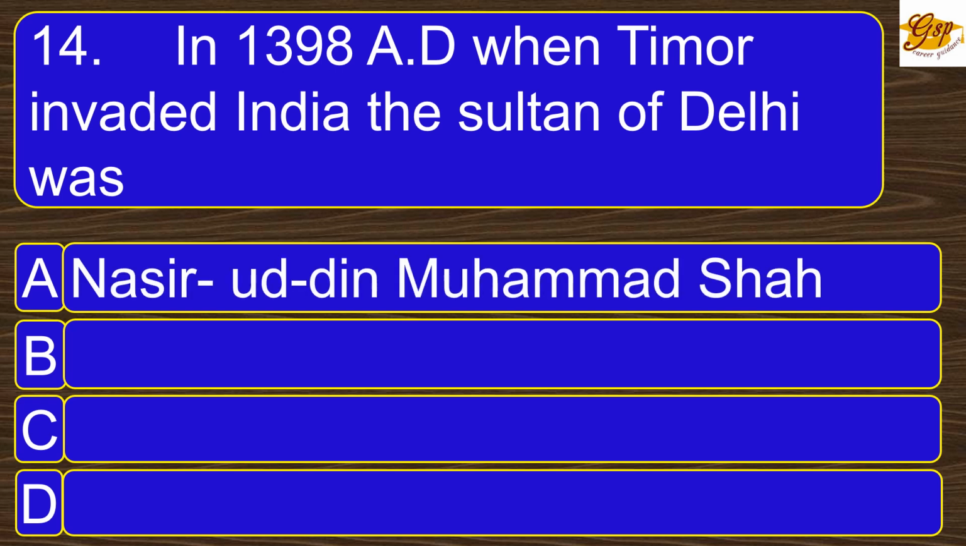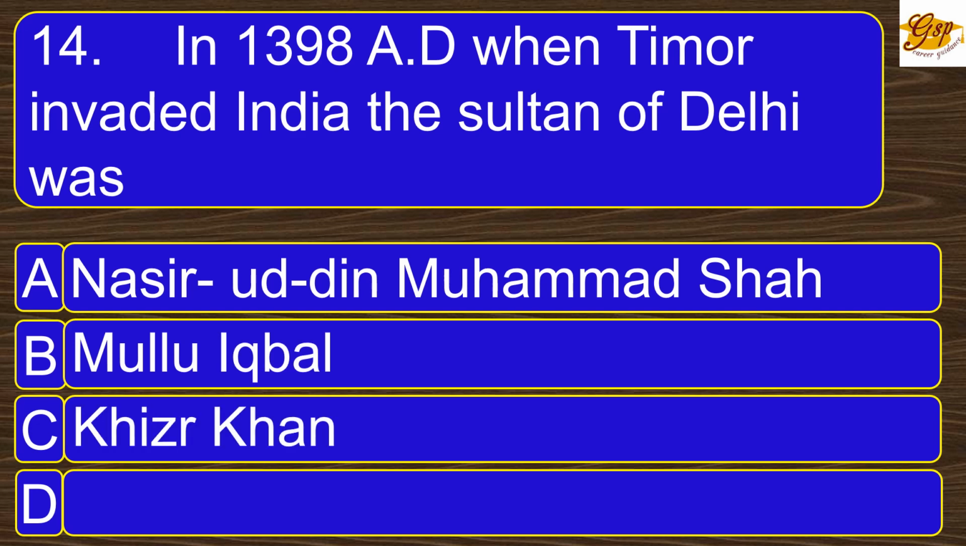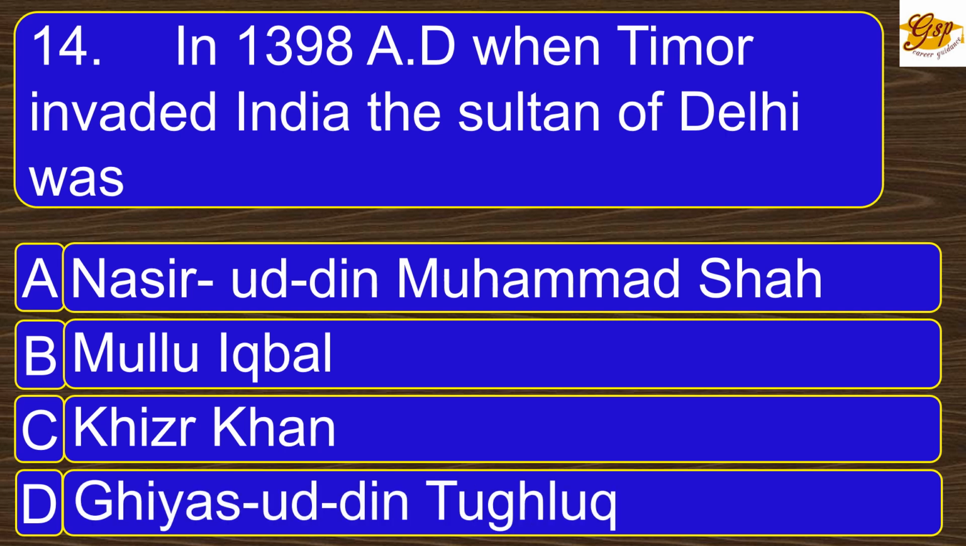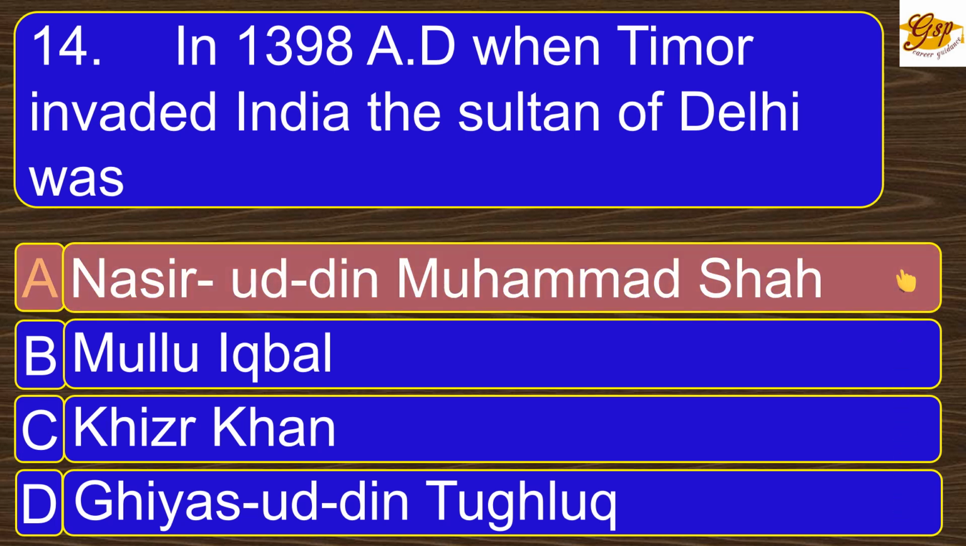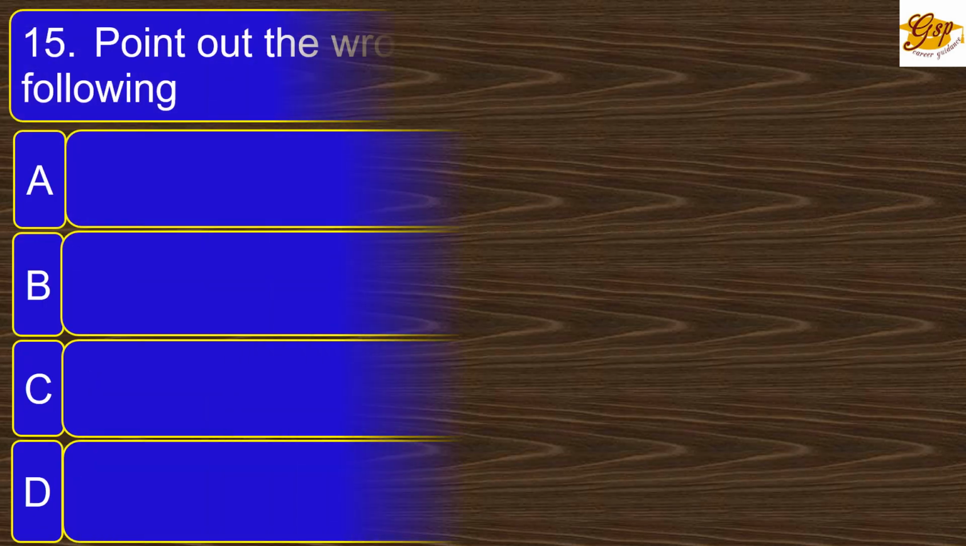14th question. In 1398 AD, when Taimur invaded India, the Sultan of Delhi was: A, Nasiruddin Muhammad Shah; B, Mallu Iqbal; C, Kis Khan; D, Ghiyasuddin Tughlaq. The correct answer is A, Nasiruddin Muhammad Shah.